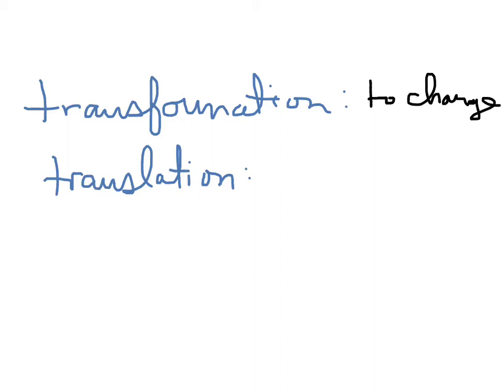So a translation is nothing more than a shift or a slide, whichever way you want to write it. We can shift up or we can shift down. We can shift left and we can shift right. When we go up or down, those are known as vertical translations because we're going up or down vertically. If we go left and right, those are known as horizontal translations because we're going to the left or to the right.